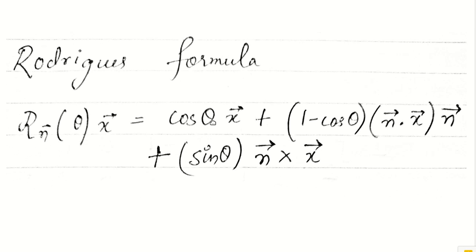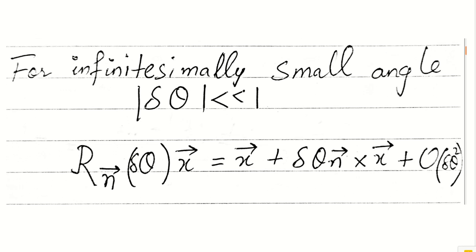Cos theta will be equal to 1, so this term will vanish, and sin theta will be equal to theta. So under this Rodrigues formula, for infinitesimally small angles, the operation of this rotation matrix on a three-dimensional vector can be summarized in this formula. You have this higher order correction, which is all the terms of order theta square and higher, and under this small angle approximation, the contribution from all those terms can be neglected.